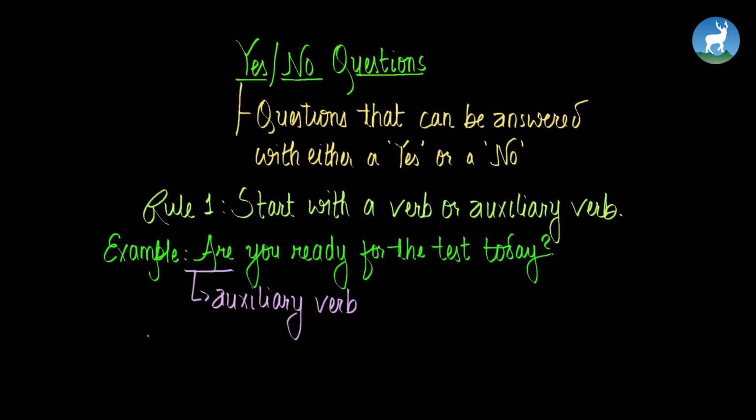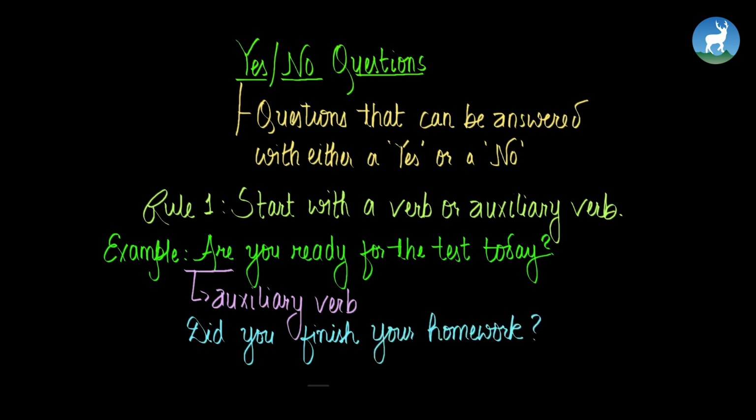Let's take one more example. Did you finish your homework? Here, the question begins with did, right? Which is the auxiliary verb. Let me write it as AV, and finish is the main verb. So, the answer comes either as yes or no whenever you ask somebody, did you finish your homework, right?